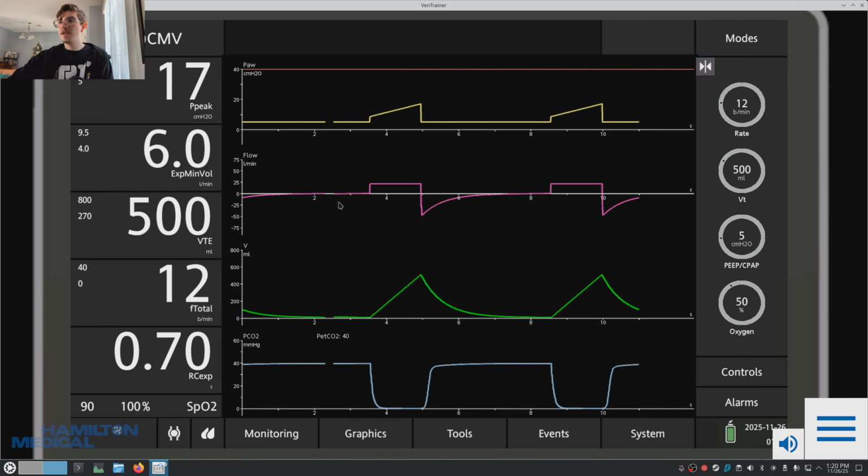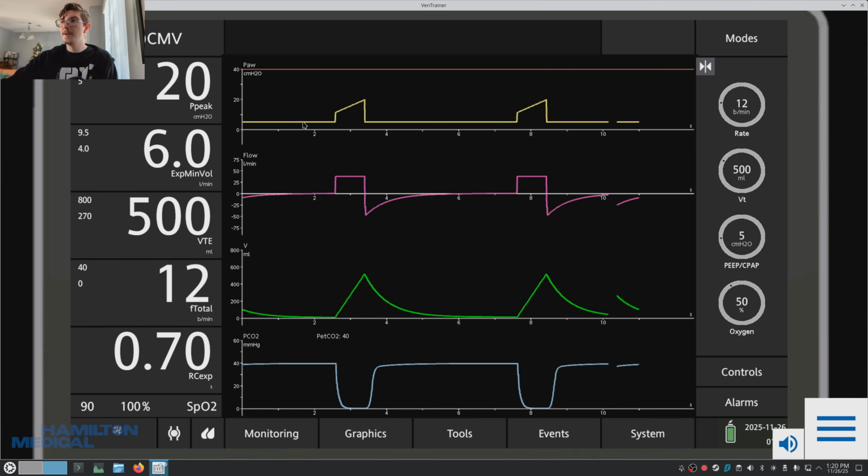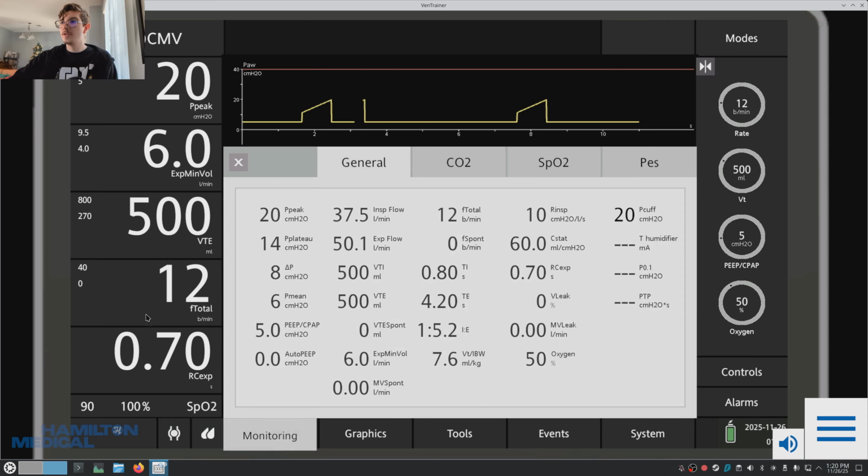So now let's shorten the I time. So we're going to see we now have a higher flow because we're giving the same volume in less time, which means we need more flow. We can see there's a sharp increase in our peak pressure. We can see there's now a difference of 6, right? There is more airway resistance.